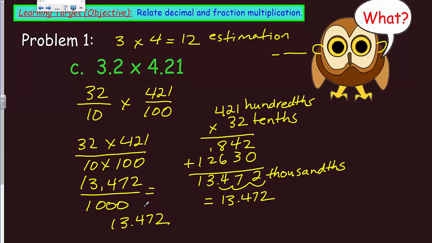What we also did too, we expressed our answer as a fraction and a decimal. So just when I wrote here equal to, that the 13,472 over 1,000 was equal to 13 and 472 thousandths. So these were represented as a fraction and a decimal. All right, let's go to the next page.